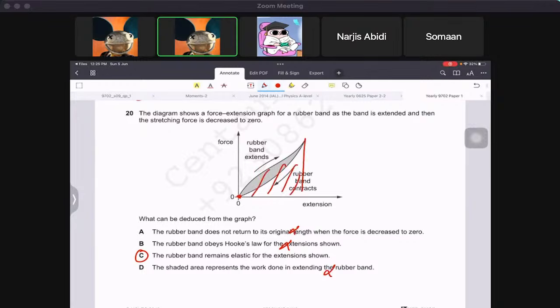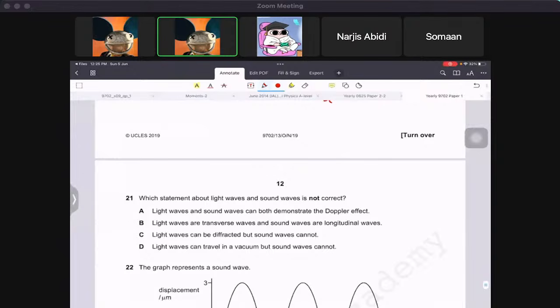Okay. Now, which statement about light waves and sound waves is not correct? So light waves and sound waves both demonstrate the Doppler effect. That's correct. Light waves are transverse waves, and sound, that is also correct. Light waves can be diffracted, but sound waves cannot. That's wrong. Sound can also be diffracted. Okay, yes, it is 6.